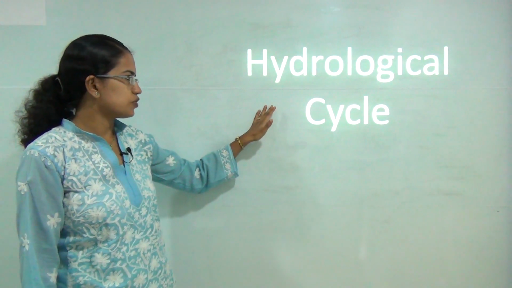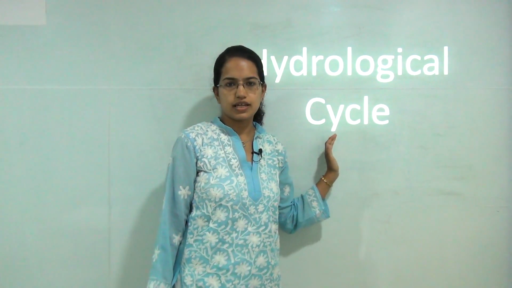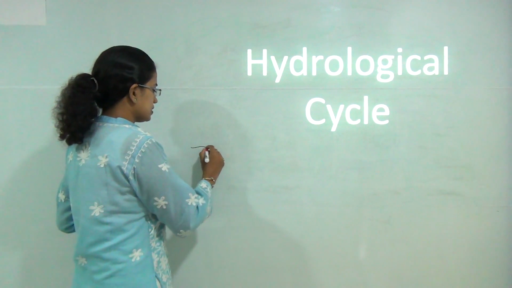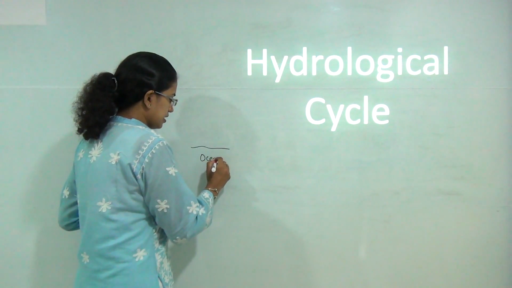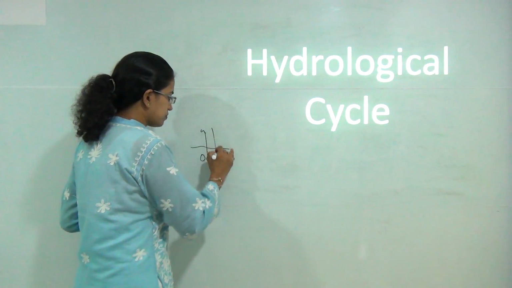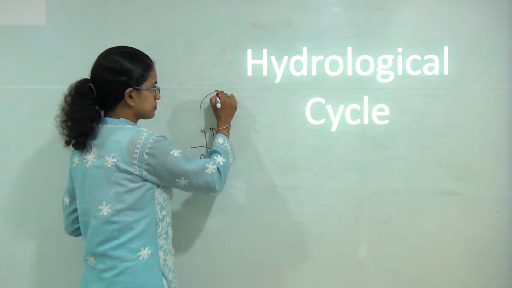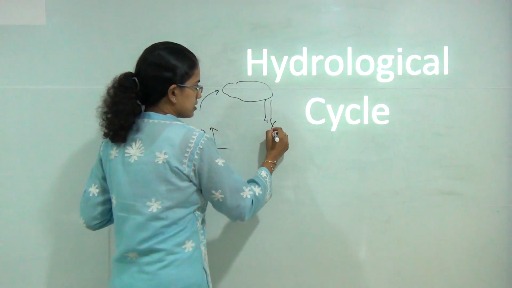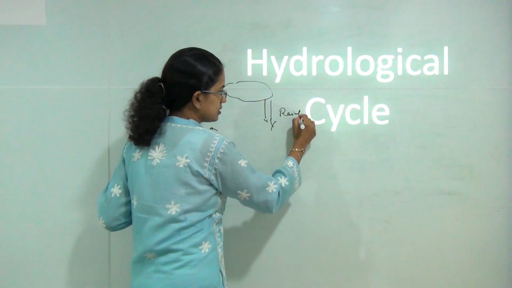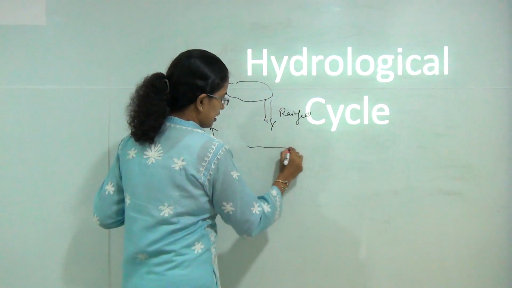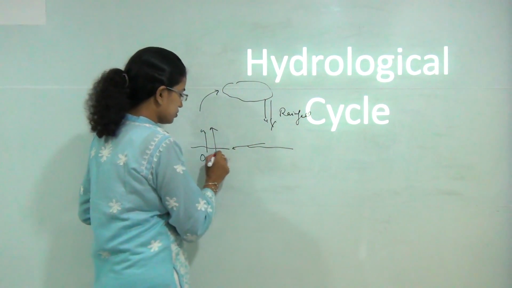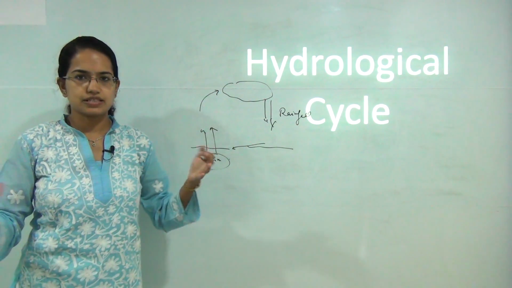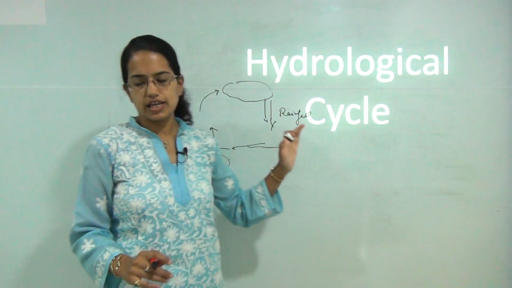In this session we would be talking about the hydrological cycle. Now in very simple terms, if I want to explain the hydrological cycle, I can say you have water bodies from where water evaporates, formation of clouds takes place, then you have rainfall that occurs, and finally that rainfall goes back to the ocean and the cycle continues. So this is a very simple explanation for the water cycle.